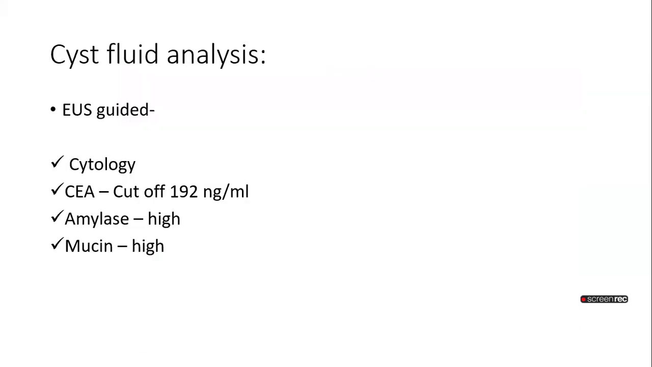And next thing is cyst fluid analysis. So then they will go ahead with the endo ultrasound guided cyst fluid analysis for cytology to look for malignant cells, and CEA level in cyst fluid. Cutoff is 192 nanogram per ml, and amylase level which is usually high in IPMN, and mucin is high in IPMN.